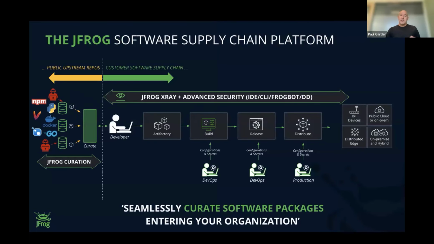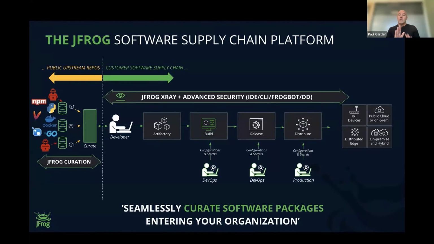Okay, so how does this fit with the rest of the software supply chain that JFrog has? So you'll see on the left, curation takes care of managing and monitoring the public upstream repositories. And then you come into the main Artifactory, the build, the release, the distribute phases of your software development lifecycle. So we do have other security products, JFrog Xray, which is our SCA tool, and our advanced security package, which takes care of secrets detection and services exposures and things like that.